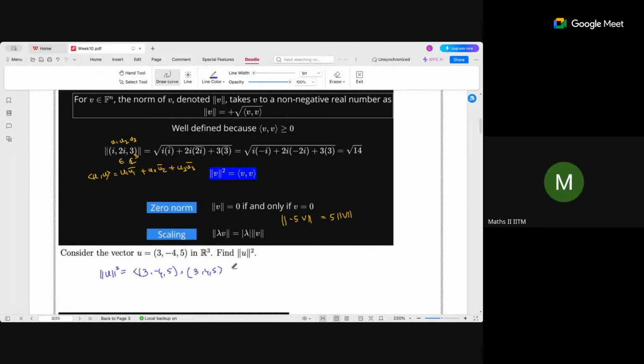Under root 50. Yeah, 3 square plus 4 square plus 5 square, which will give you 9 plus 16 plus 25, which is 50. So norm u square is 50. Is that correct? Did you all get the same answer? Yes, ma'am. Okay, good, good.